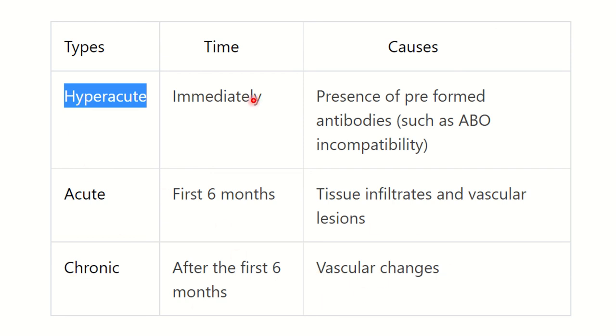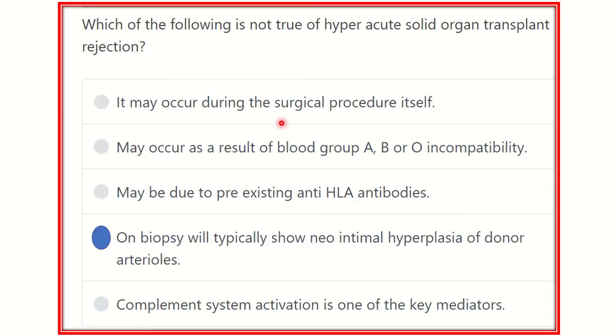So in hyperacute graft rejection, we can see it occurs immediately during the operation. So here the correct answer is: one biopsy will typically show neointimal hyperplasia of the donor arteriole. It is not possible in case of hyperacute rejection, because hyperacute rejection occurs on the operation table.